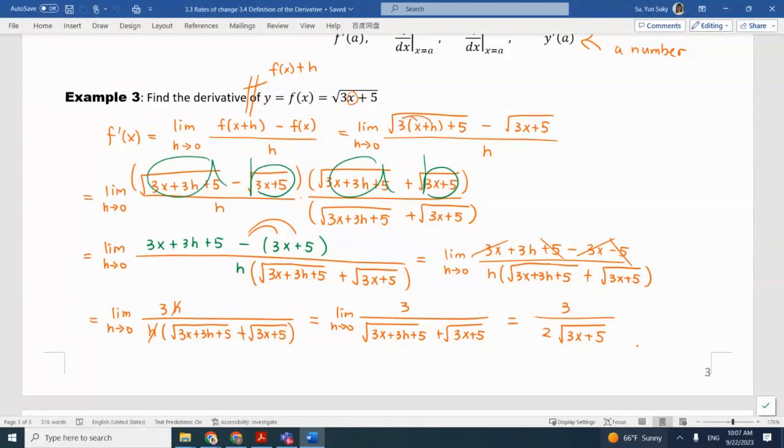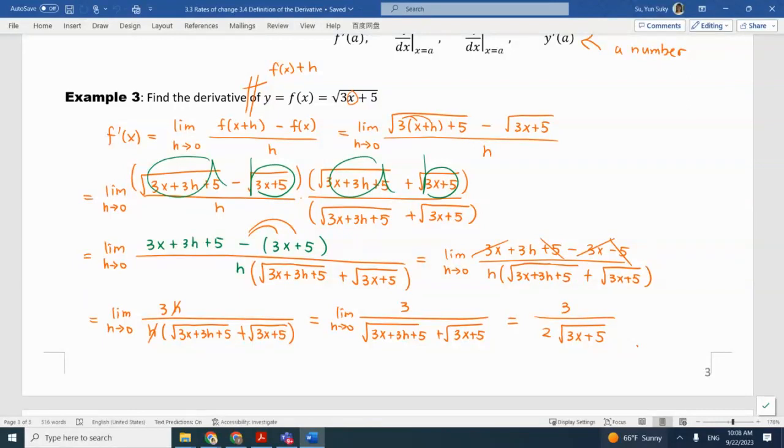And then you also need the point, right? The point, we know the x coordinate is 1. The y coordinate, you plug 1 into the function, right? The function is square root of 3 plus 5, so square root of 8, which is 2 root 2. So this is 2 root 2. That's the point. Is that okay, everybody?